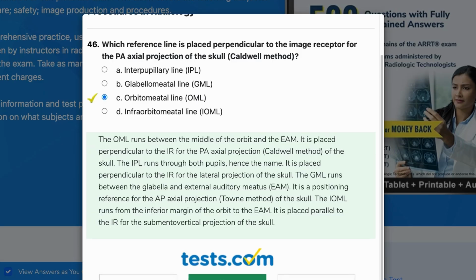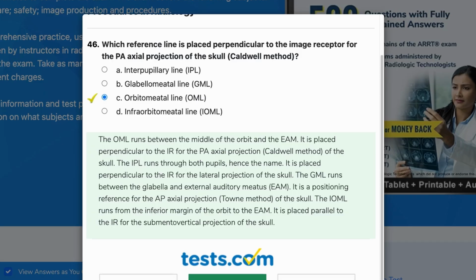It is placed perpendicular to the IR for the PA axial projection, or Caldwell method, of the skull. The IPL runs through both pupils, hence the name. It is placed perpendicular to the IR for the lateral projection of the skull.